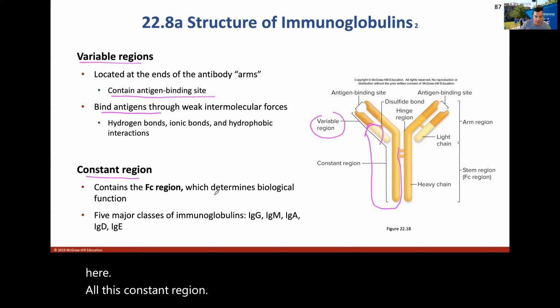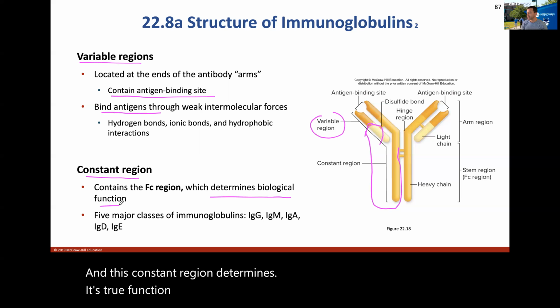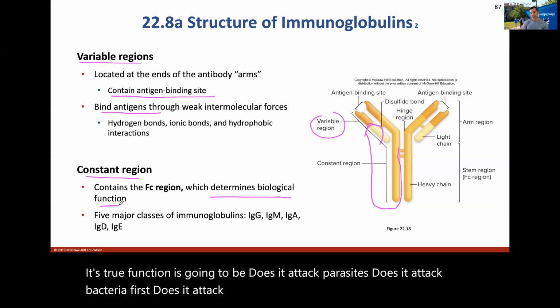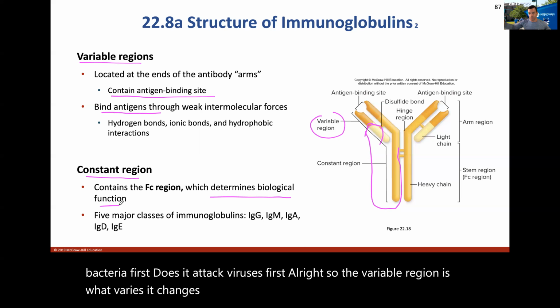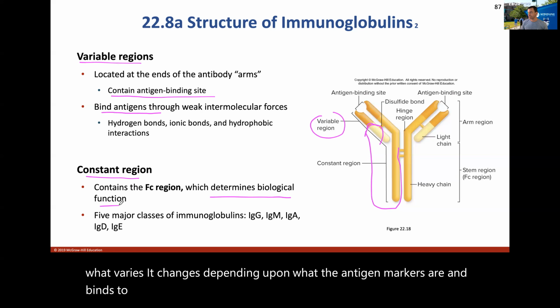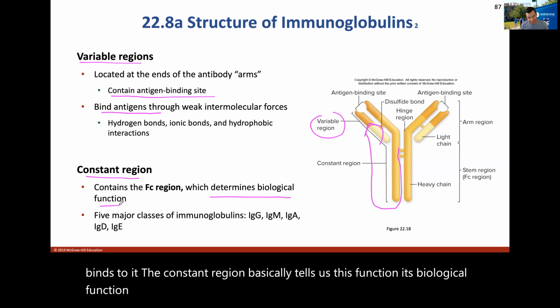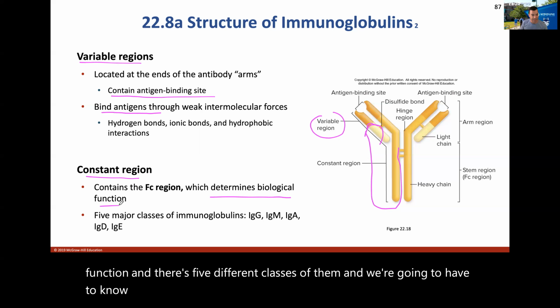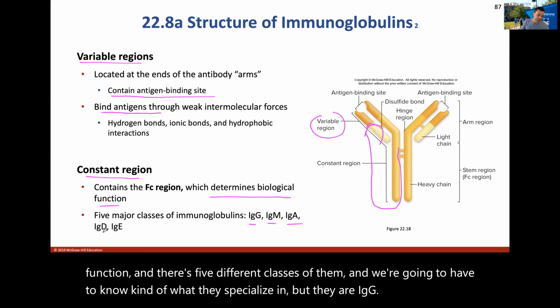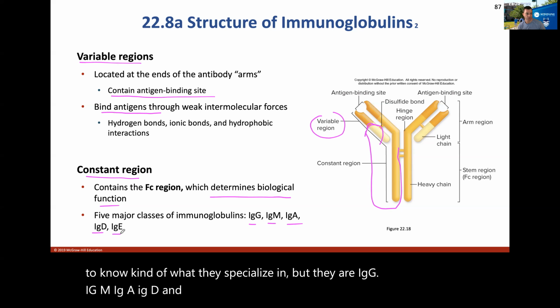And this constant region determines what its true function is going to be. Does it attack parasites? Does it attack bacteria first? Does it attack viruses first? So the variable region is what varies. It changes depending upon what the antigen markers are and binds to it. The constant region basically tells us its biological function. And there's 5 different classes of them, and we're going to have to know what they specialize in. But they are IgG, IgM, IgA, IgD, and lastly, IgE. Those are our 5 types of antibodies, our 5 types of immunoglobulins.